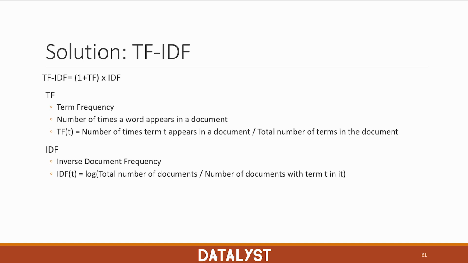TF stands for term frequency and IDF stands for inverse document frequency. The term frequency is the number of times a word appears in a document, and quite often we normalize this by dividing by the total number of terms in the document. The reason being that if the documents have unequal lengths, then the longer documents will just have a high frequency of this word. The inverse document frequency is defined as the logarithm of the total number of documents over the number of documents with term t in it.